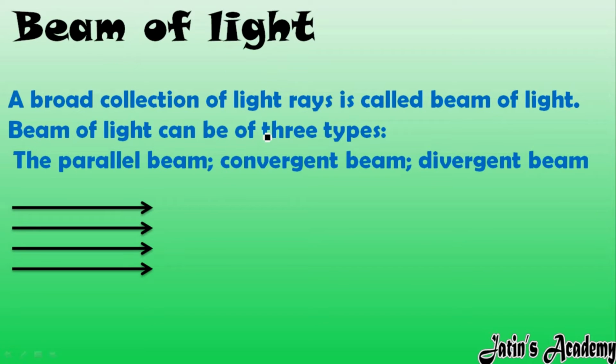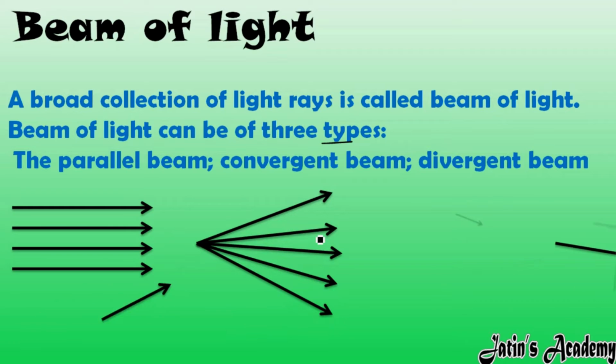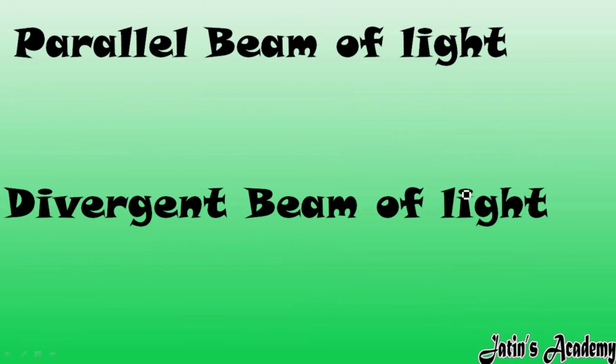So beam of light can be categorized into three types. Three types are there. Parallel beam of light. This is the parallel beam of light. Second, we are having convergent beam of light, and third, we are having divergent beam of light. So one by one, here we are going to study about parallel beam of light, convergent and divergent beam of light. Okay. So the very first beam of light, we are having parallel beam of light.